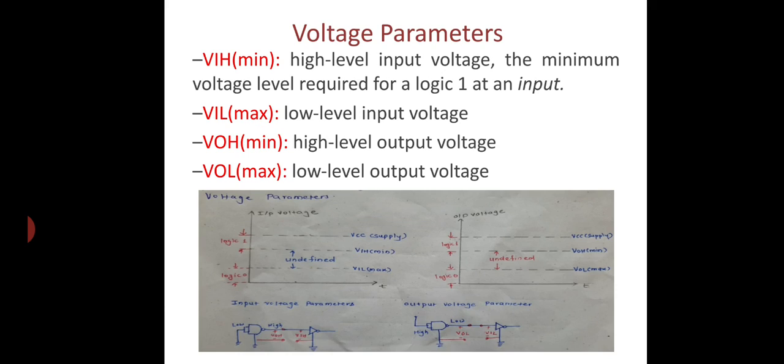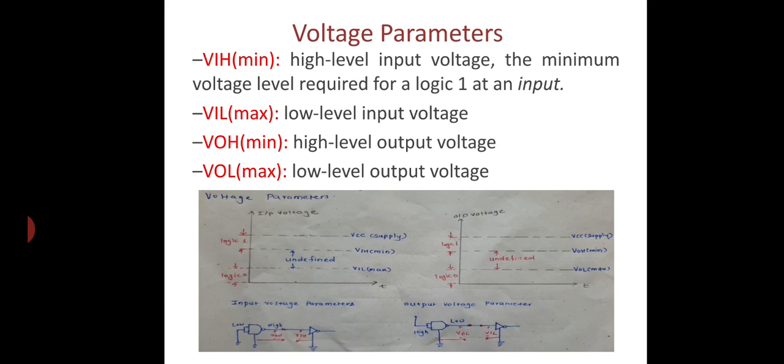With reference to this, we can define the input voltage levels and output voltage levels. Input parameters such as VIH and VIL, and output voltage parameters such as VOH and VOL. Let's define them. VIH minimum is the high level input voltage. It is the minimum voltage level required at the input of a gate for that input to be treated as a logic 1. Any voltage below this level will not be accepted as logic 1 by the logic circuit.